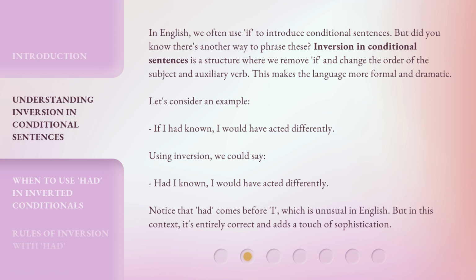Let's consider an example. "If I had known, I would have acted differently." Using inversion, we could say, "Had I known, I would have acted differently." Notice that "had" comes before "I," which is unusual in English. But in this context, it's entirely correct and adds a touch of sophistication.